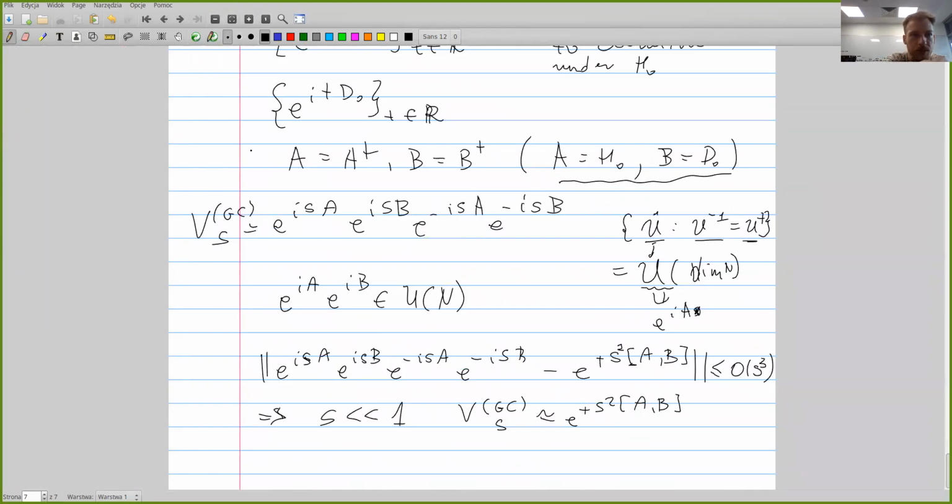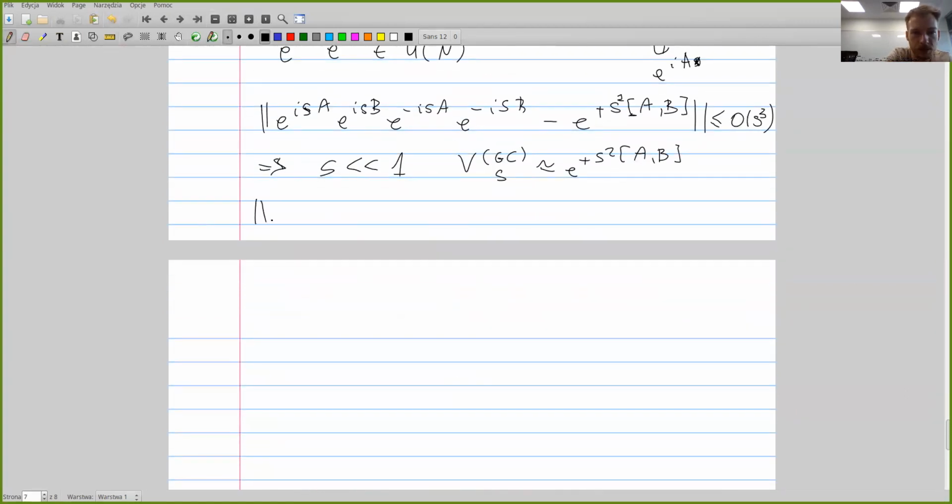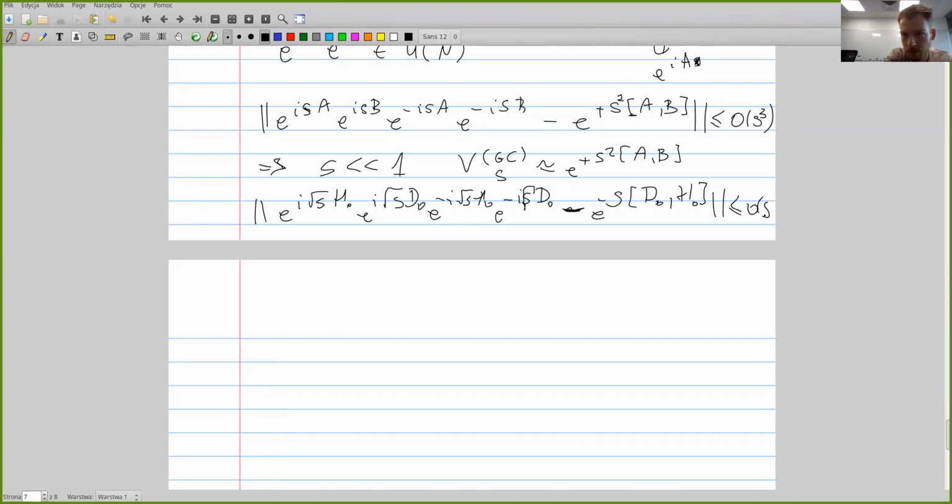So all that we need to do now is to say, okay, if I have e^{i sqrt(s) H0}, e^{i sqrt(s) D0}, e^{-i sqrt(s) H0}, and then e^{-i sqrt(s) D0}, then I have a minus here, e^{s [D0, H0]}, and I think here I actually have to have a minus in this way, and this is something that for small enough s goes down as a power of s to the power 3.